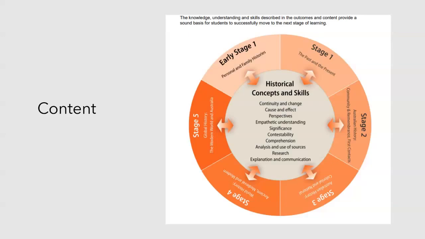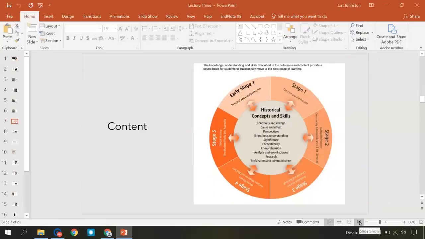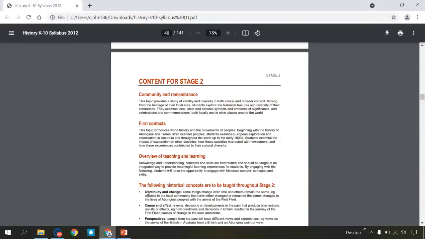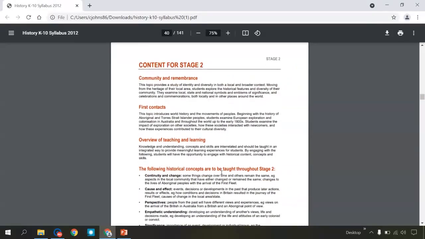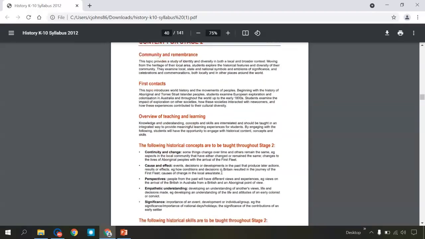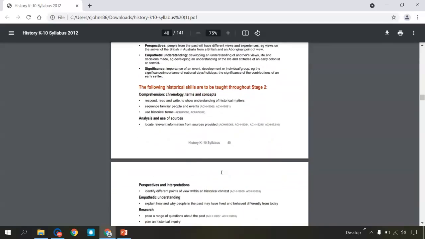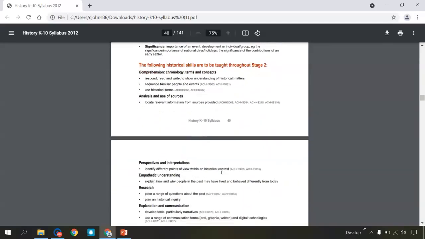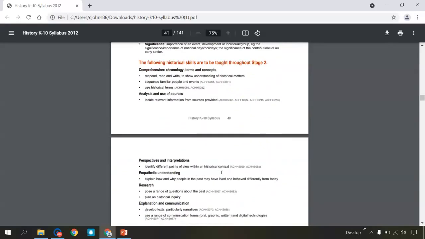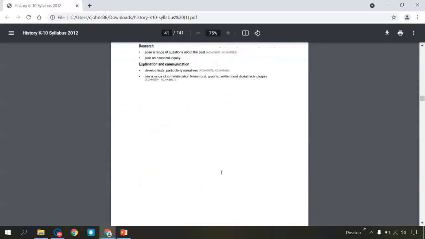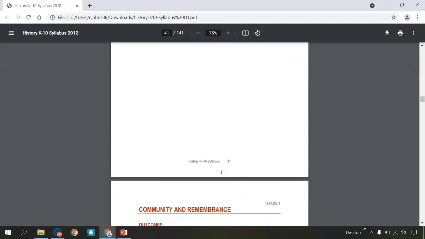I'm just going to take us out of here for a moment, and I'm just going to show you where you can find the content in case you aren't sure. So this is stage 2. You'll notice, and I've probably mentioned this before, the first page tells you a little bit about the topics that you'll be looking at in this teaching, an overview of the teaching and learning. There are the concepts that are taught throughout stage 2. They list them there. And those are the skills that students will address throughout stage 2. So it breaks it down for you for all of stage 2. Remembering that stage 2 is two different year levels.